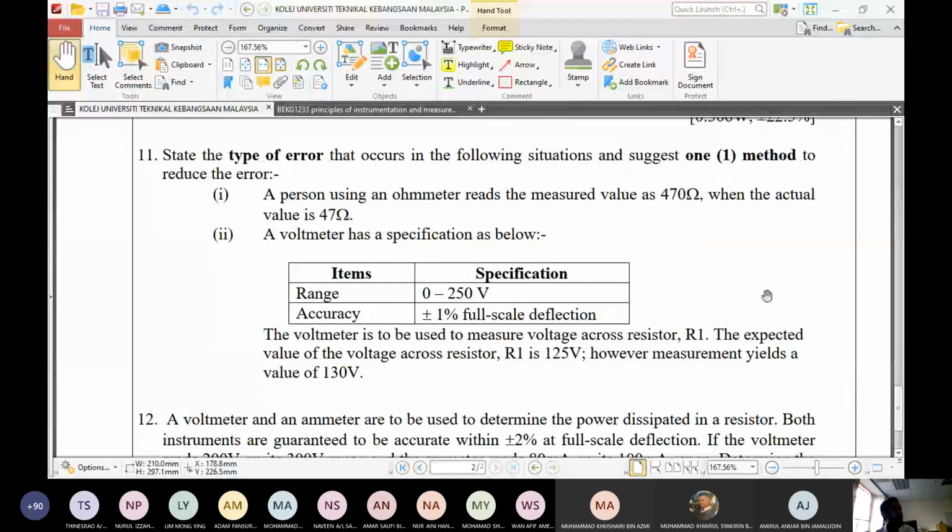Alright, can you update in the chat? What do you think is this type of error? A few people have responded. The reading is 470 ohms, the actual value is 47. What kind of error can cause this kind of wrong reading? Is it gross error? Is it systematic error? Or is it random error?